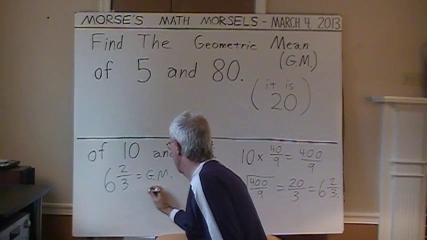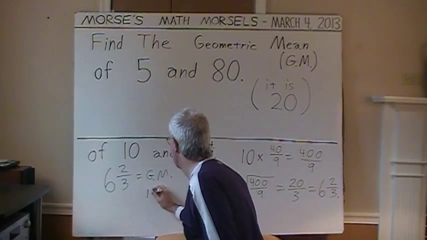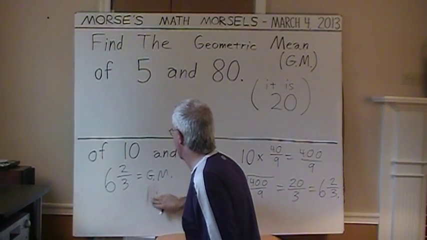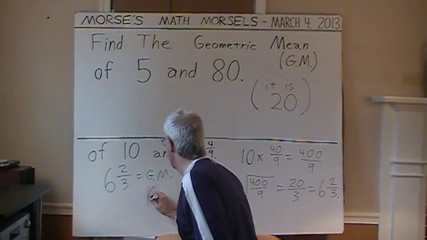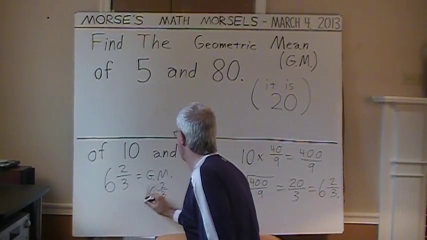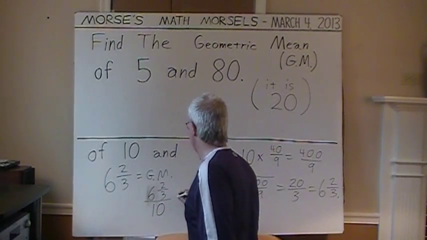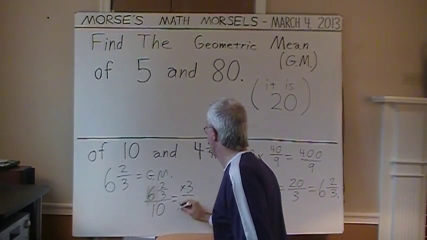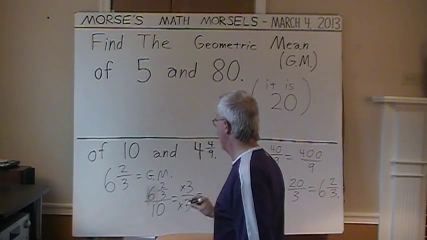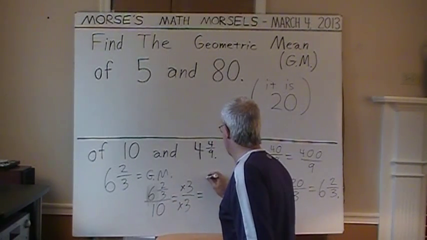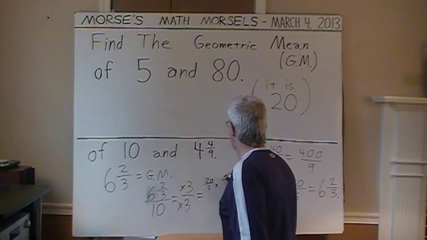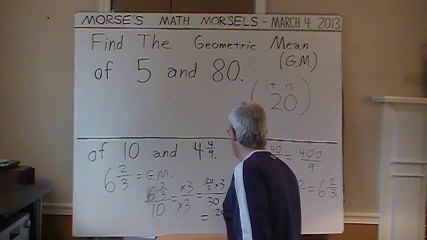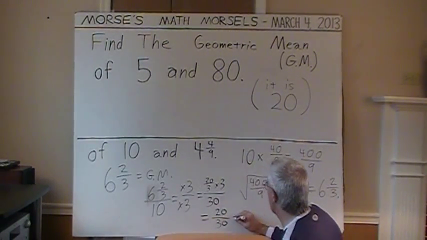Well, we can do a division to find that ratio. I'm going to write the smaller number over the larger, 6 2/3 compared to 10 is, well, we can multiply top and bottom by 3, to clear that 2/3 fraction. That's going to be 20/3 times 3, over 30, which equals 20/30ths, which equals 2/3.